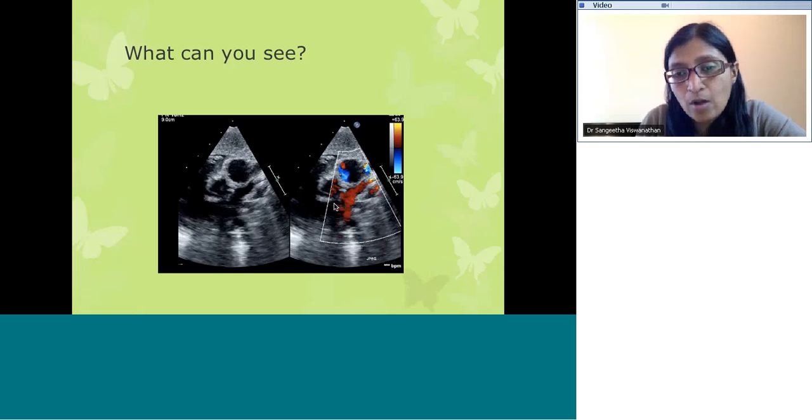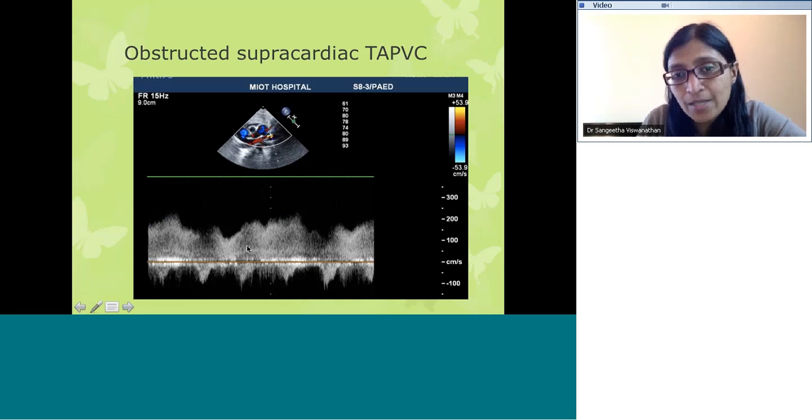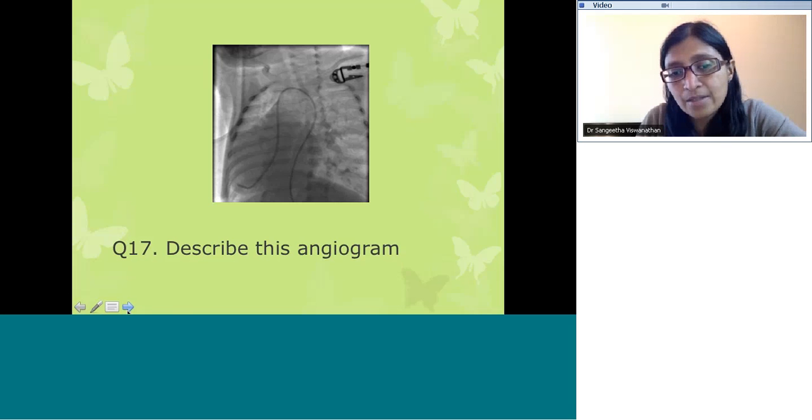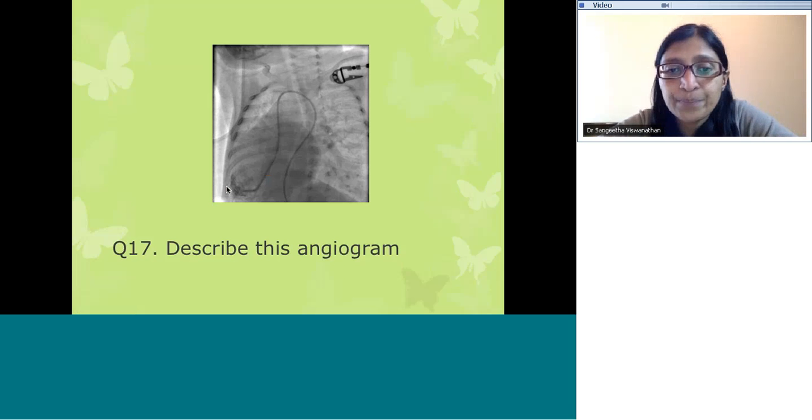And this is the confluence, this is the vertical vein, and you can see some flow acceleration as it goes up. So this is obstructed. Once again, same thing that we discussed earlier, the Doppler trace does not return to the baseline. So this tracing itself, irrespective of the gradient, indicates that there is obstructed pulmonary venous flow. Okay. So moving on, describe this angiogram.